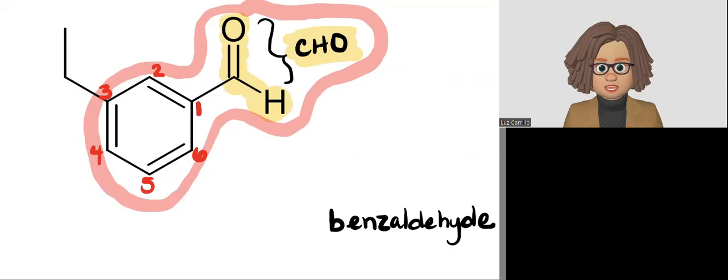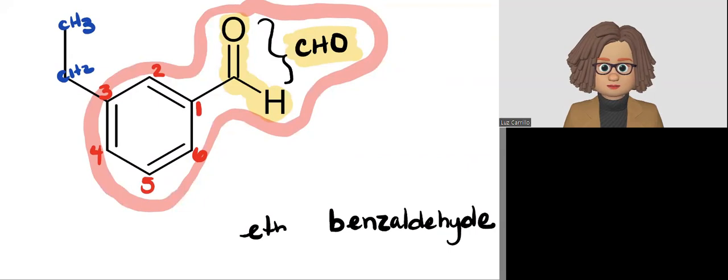So in this benzaldehyde, we have one substituent, which is a CH2 CH3 group. That is known as an ethyl group. And its position is going to be position 3 in the benzene ring, away from the carbon that is holding the CHO group.